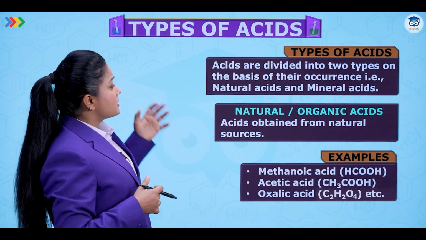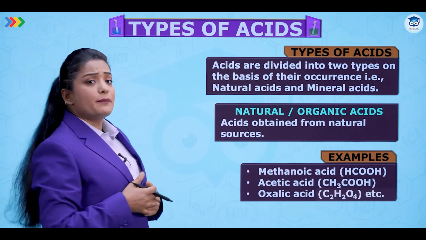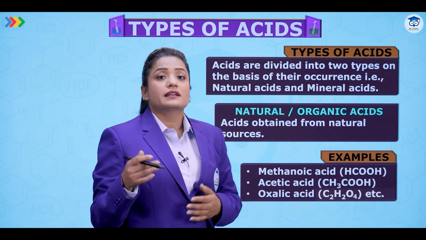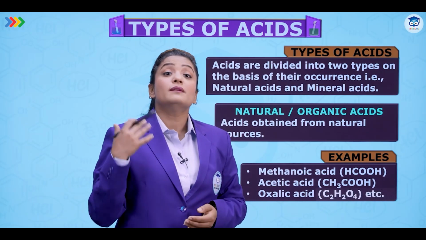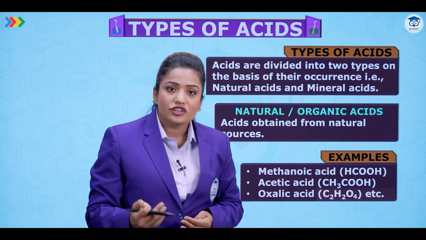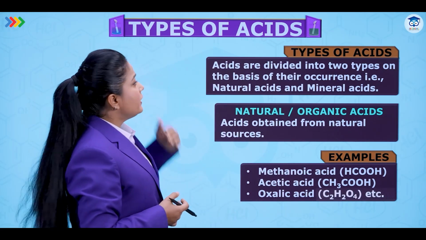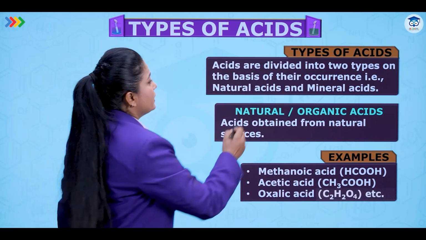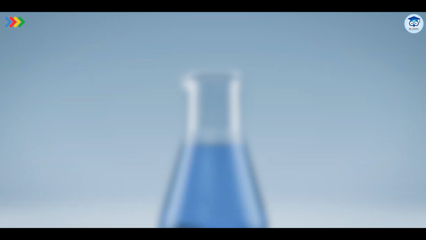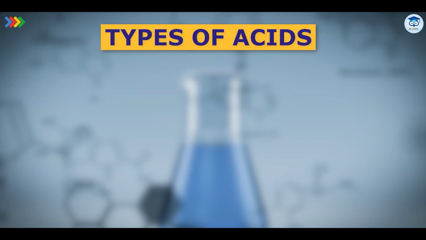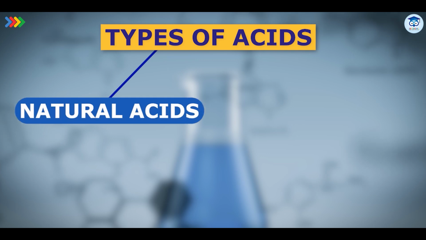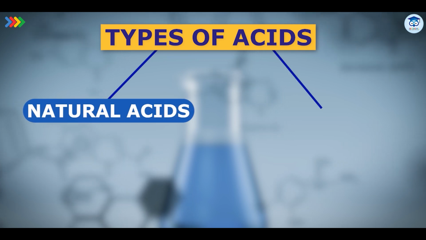So now let's understand types of acids. Acids can be of different types based on the basis of differentiation that we are choosing. Over here we have divided on the basis of their occurrence, which means the source, how we are obtaining them. So acids could be natural acids or they can be mineral acids.